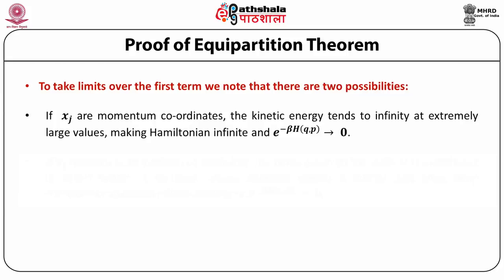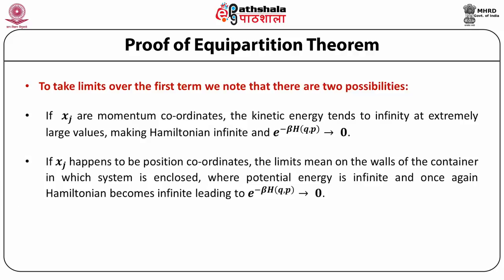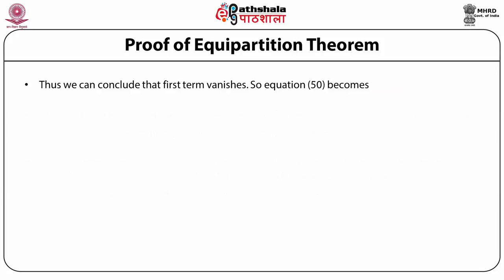If xj are momentum coordinates, the kinetic energy tends to infinity at extremely large values, making the Hamiltonian infinite and e raised to the power minus beta H(q,p) approaching 0. If xj happens to be a position coordinate, the limits mean the walls of the container in which the system is enclosed, where the potential energy is infinite, and once again the Hamiltonian becomes infinite, leading to e raised to the power minus beta H(q,p) approaching 0. Thus, we can conclude that the first term vanishes.